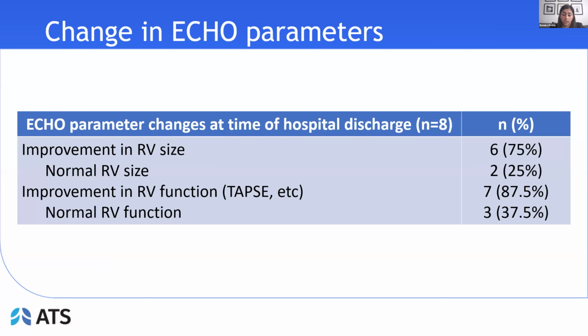So this table shows change in our echo parameters at time of hospital discharge. We see that 75% of patients had an improvement in the RV chamber size, and in 25% of these, the RV chamber size completely normalized. And then in terms of the RV function parameters, which were a combination of TAPSE, S prime, etc., we saw this improved in 87.5% of our patients and completely normalized in 37.5% at time of hospital discharge.